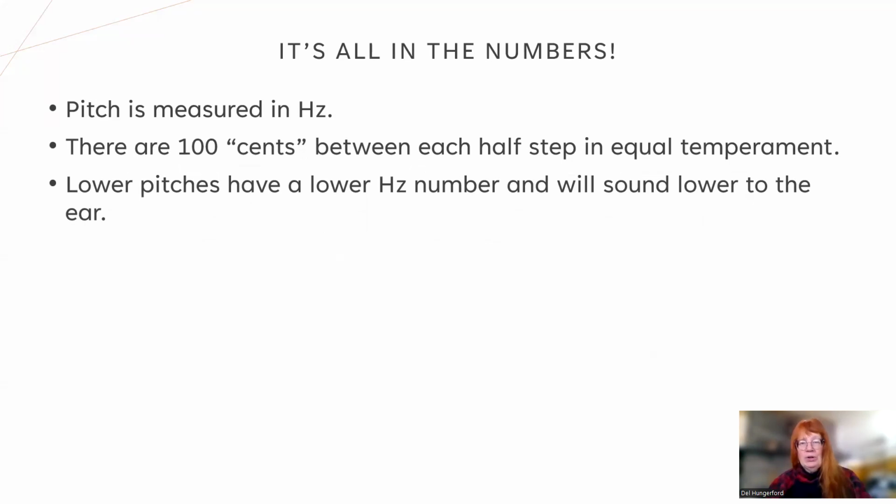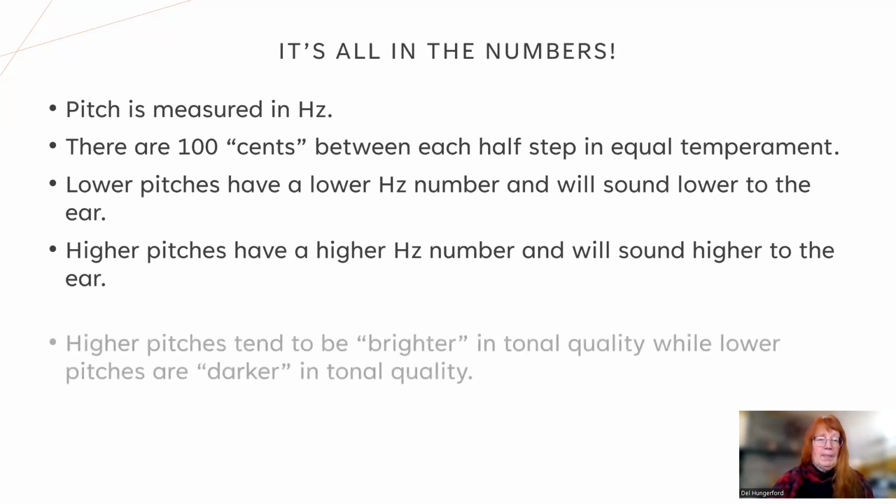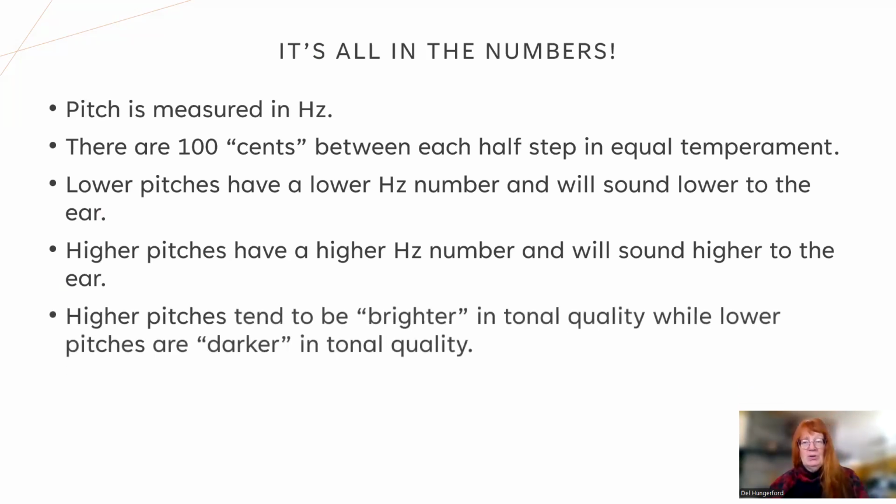Lower pitches have a lower hertz number and will sound lower to the ear. Higher pitches have a higher hertz number, which will sound higher to the ear. Higher pitches tend to be brighter in tonal quality, while lower pitches are darker in tonal quality. And I say that because that's how musicians describe it, but you might use the word duller for darker, because if you're sitting out there listening to an orchestra perform in 432, you're going to have to sit closer to hear them, because lower frequencies are just not heard as well as higher frequencies.